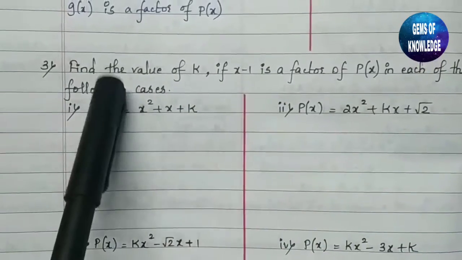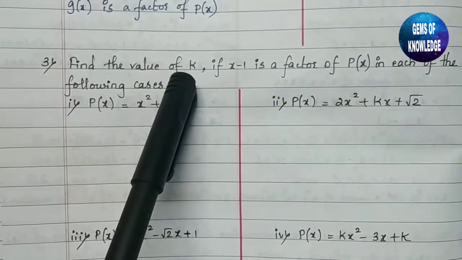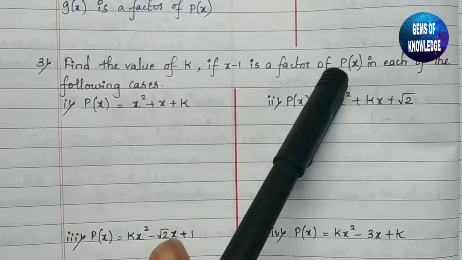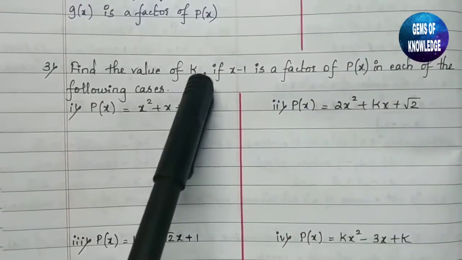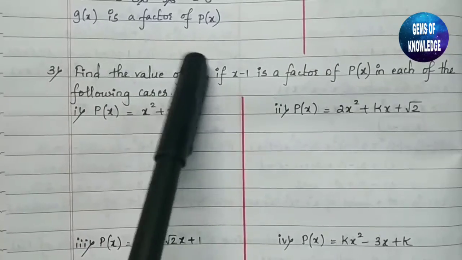Okay, next coming to the third question. Here you can see, find the value of x if x minus 1 is a factor of p of x in each of the following cases. So what is the question here? We need to find the value of k here.